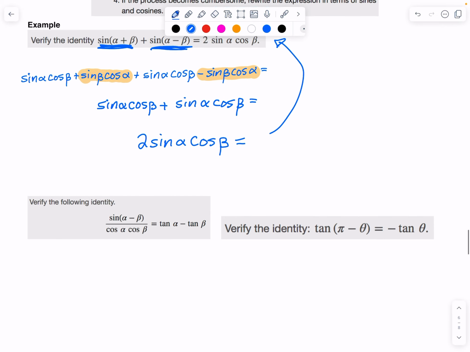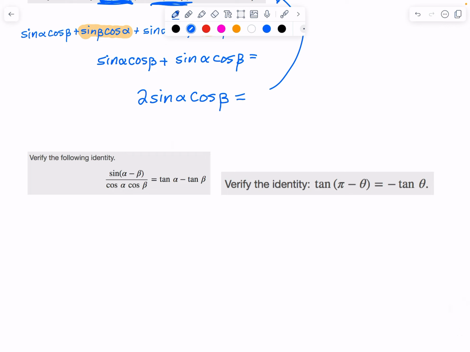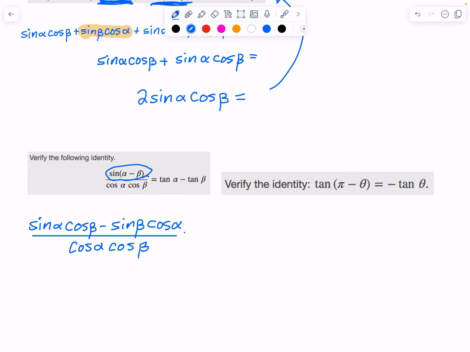All right, let's take a look at the second one. So starting with that left side, I see this formula again. So I'm going to write that one out. That's sine alpha times cosine beta minus sine beta cosine alpha. And this is still divided. I'm not going to touch the bottom. This is cosine alpha cosine beta. All I did is replace what's circled there with its formula. Now I can take each part, sine alpha cosine beta, and I'm going to divide it by that denominator.